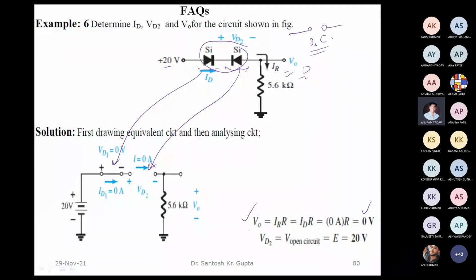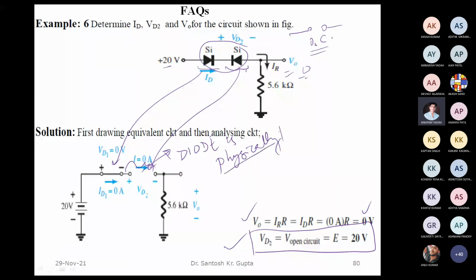Another thing, the second thing which is very important to understand, is the voltage appearing across the reverse bias diode. One must note here that the diode is physically present. It is not disappearing. The diode is here, but it is reverse biased and not allowing any current to flow through it.